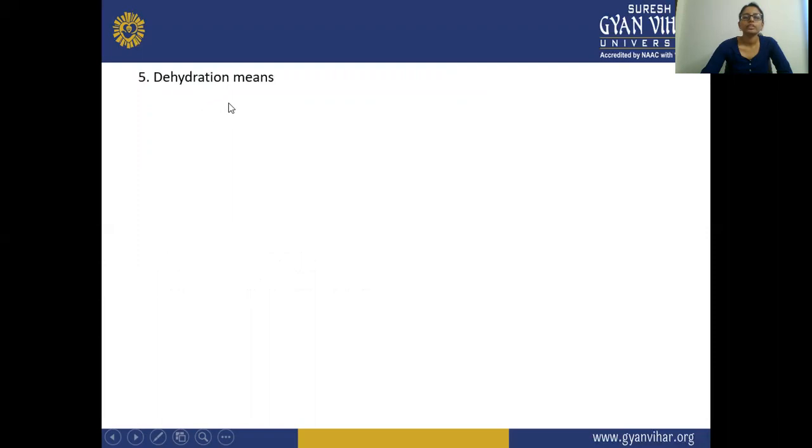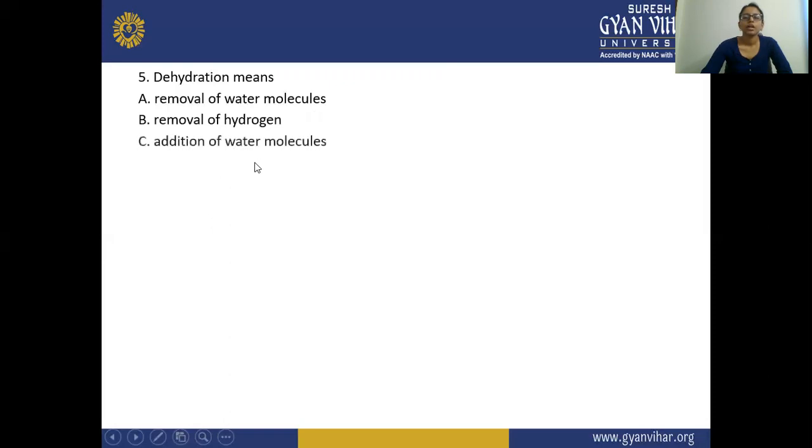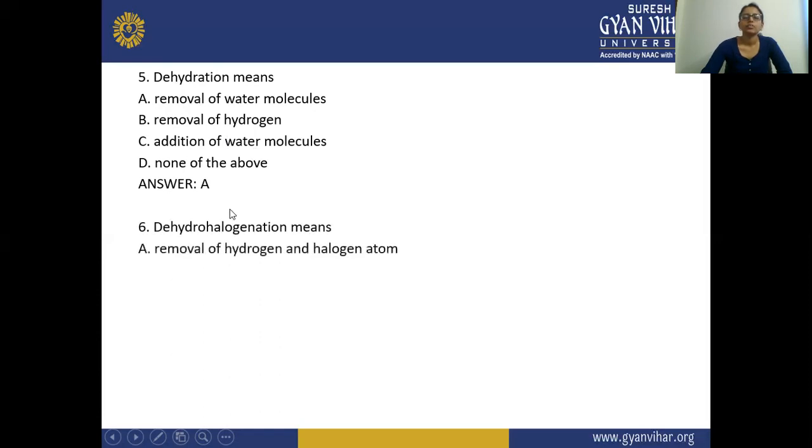In the fifth, dehydration means removal of a water molecule, removal of hydrogen, addition of a water molecule, or none of the above. So dehydration means there is a removal of a water molecule. So the option A is correct. Dehydrohalogenation means there is a removal of hydrogen and halogen atom, removal of hydrogen, removal of halogen, or none of the above. So dehydrohalogenation means there is a removal of hydrogen as well as the halogen atom. So option A is correct.